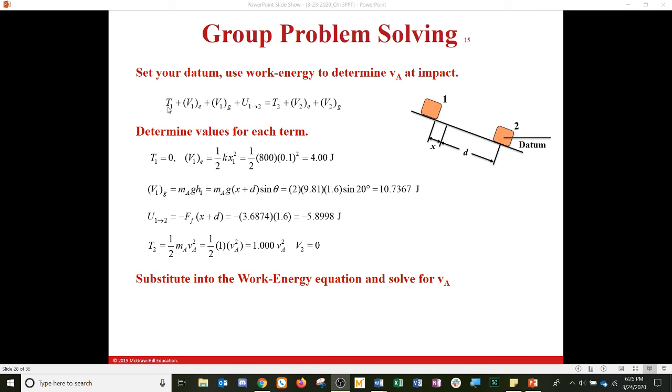A reminder that the book uses T for kinetic energy, U for work, and then this really should be U, but they describe the work done by gravity as the potential energy due to gravity, and the work done by the spring is the potential energy due to the spring. It's a fine way to note it. It's not wrong. It's just a little bit different than what we talked about in class. Oh, I missed this last bit. So then we can solve that for velocity.